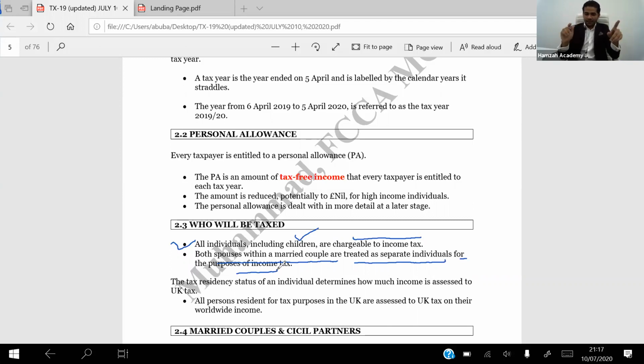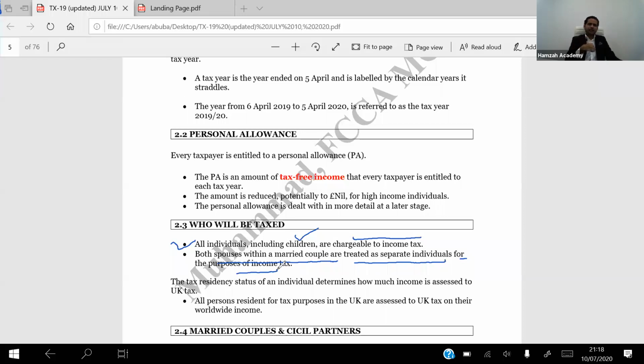Okay. So second is tax residency. What is residency? We have learned that in the UK, if you are an individual, you will be taxed regardless of your age, whether you are married or not. How you will be taxed, we learned that. In which period you will be taxed, yes. But there is one thing remaining.